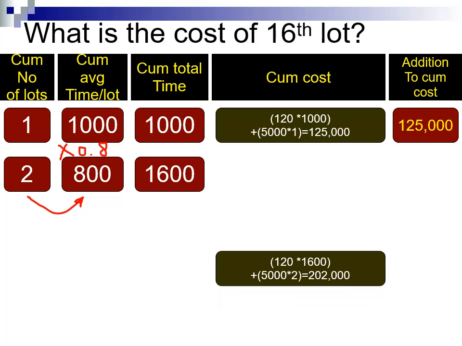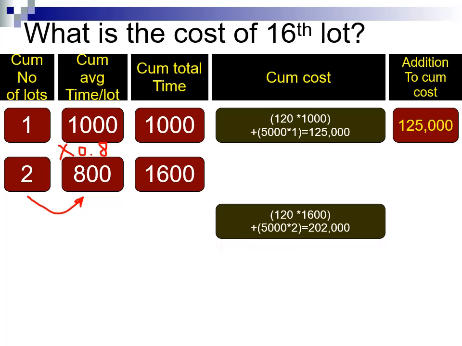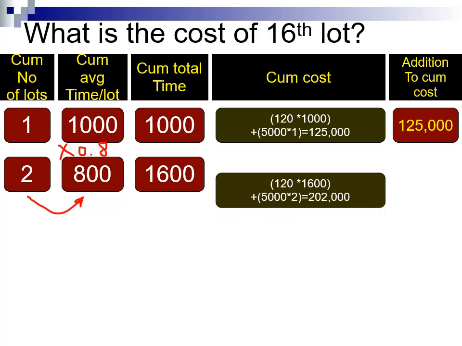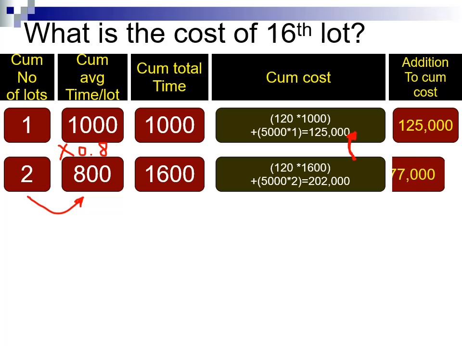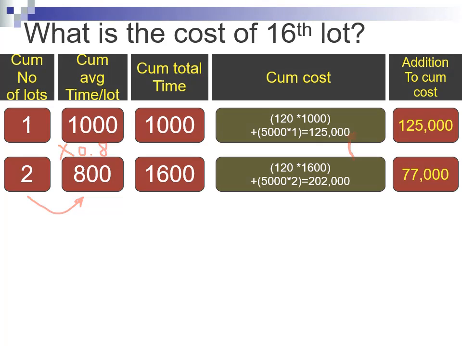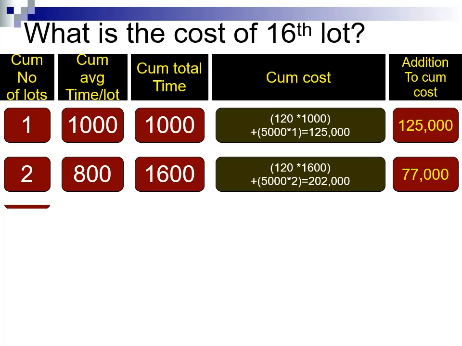However, we need to add the fixed overhead, which is 5,000 per lot, and as we are producing now 2 lots, we need to multiply the 5,000 by 2. So the net result will be 202,000 Saudi Riyal. The difference between the new cumulative cost of 202,000 and the cumulative cost calculated for the first lot, which is 125,000, represents the addition to cumulative cost, which in this case is 77,000 Saudi Riyal.